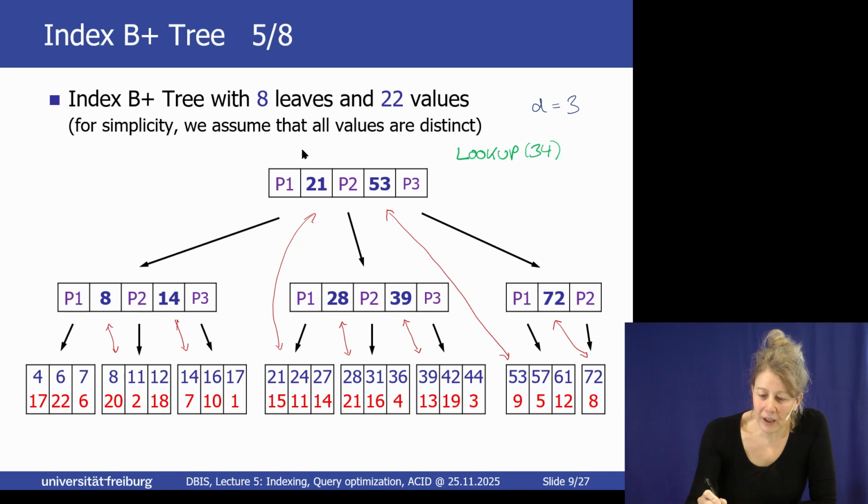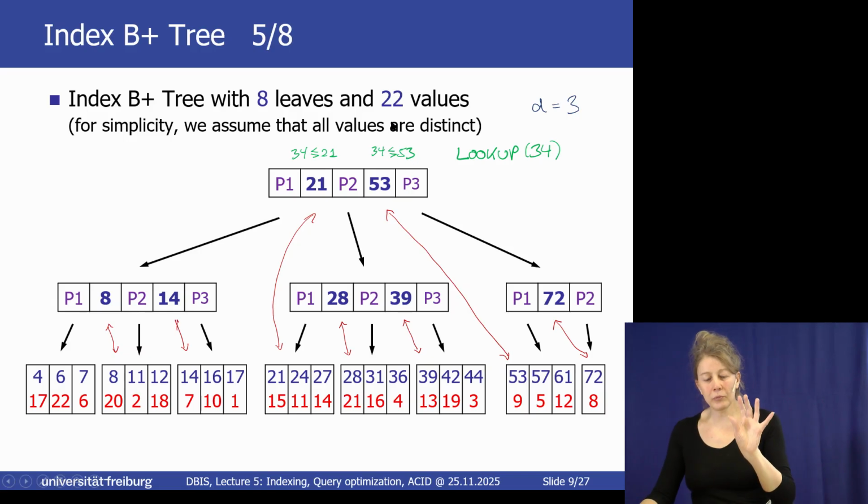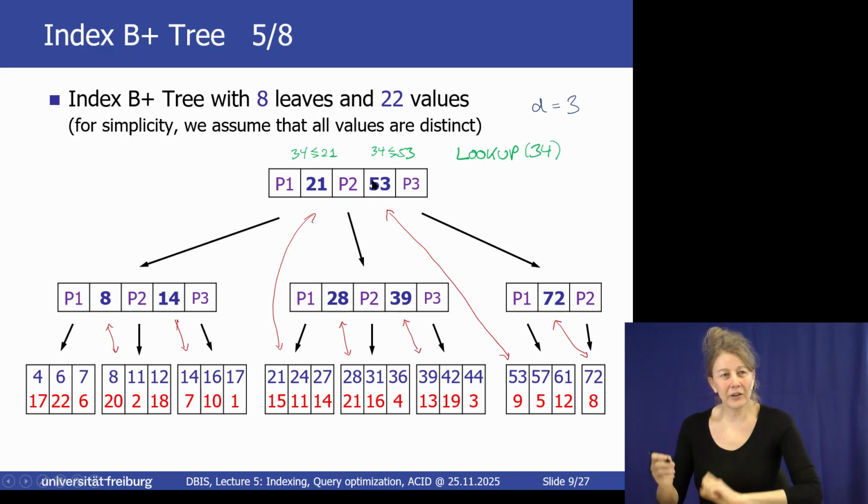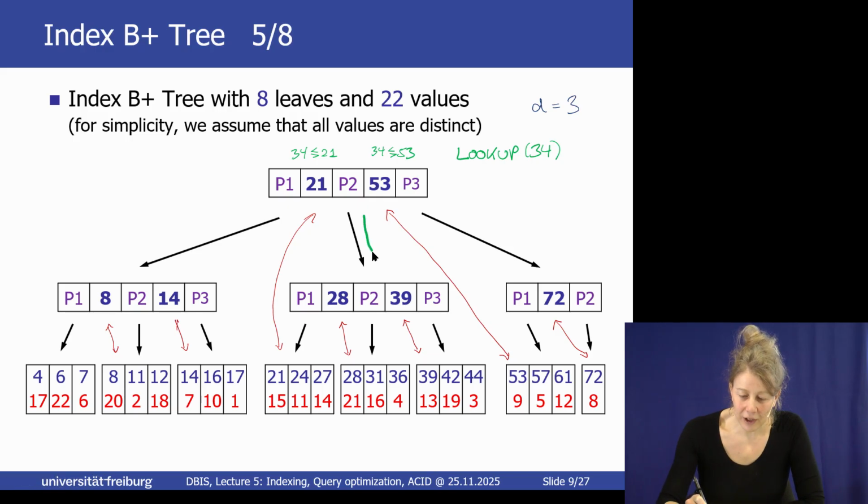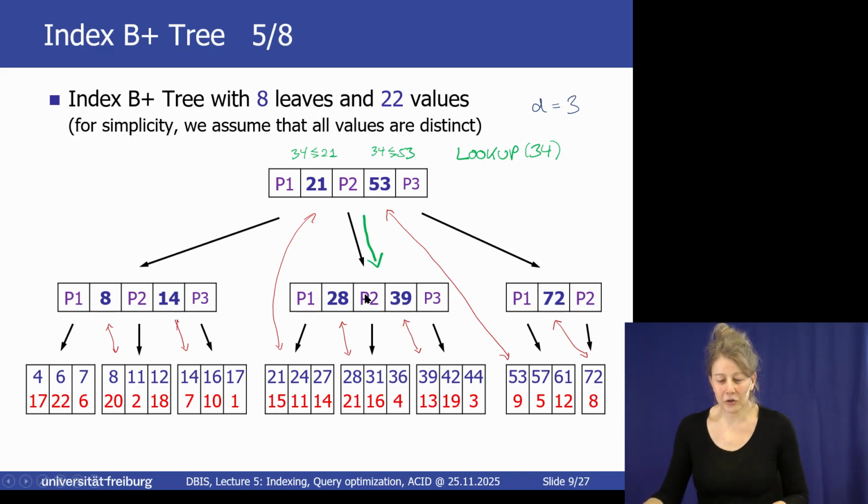Now I'm checking 34, is it smaller or larger than 21? I'm also checking 34 smaller or larger than 53. And I think you get the idea just by looking at these. That's also why I wrote it that way. I can deduce that if it's in the tree, it will be down here. Okay? That's what a search tree does.